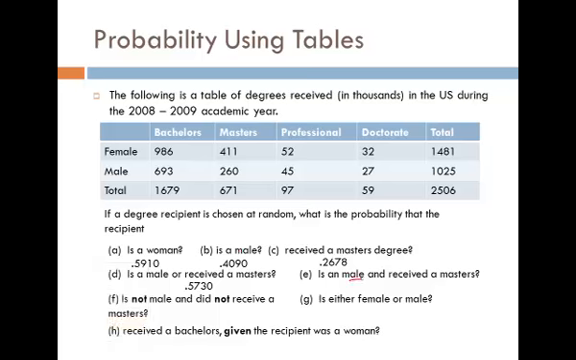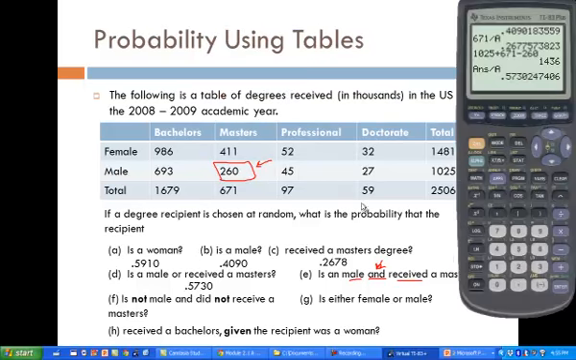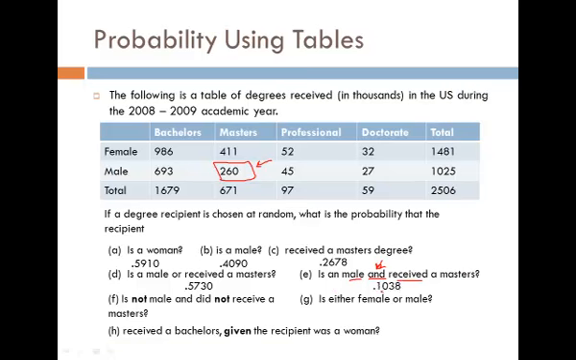All right, male and received a master's, meaning the events occurred at the same time. That would just be this number right here. The advantage of these tables is sometimes you can get the answer right from the table. So the numerator is 260. The denominator, once again, is 2506, which is our letter A. 10.38%. How about not male and did not get a master's degree?